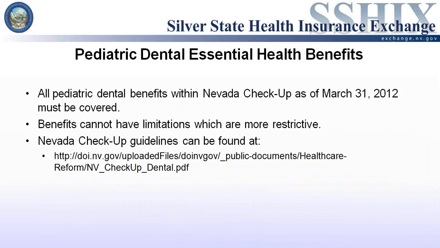As I mentioned before, the set of pediatric dental essential health benefits are on the DOI website. We provided a link here on this slide to make it easy for you to refer to that set. All those relevant D codes that were covered by CHIP back in March of 2012 have to be covered by every certified standalone dental plan in the individual and small group market.